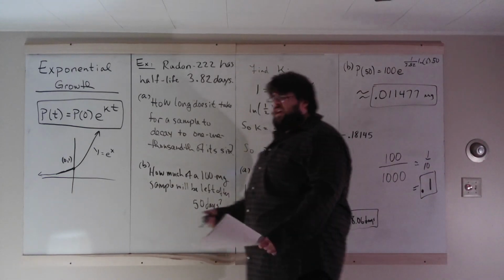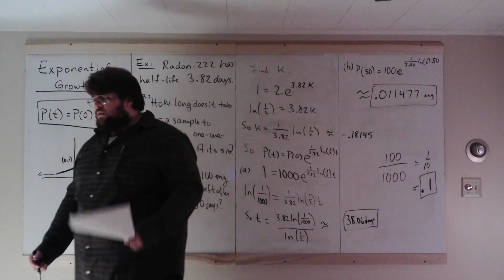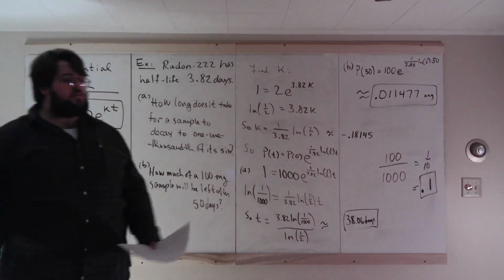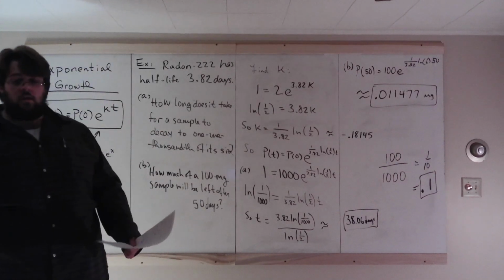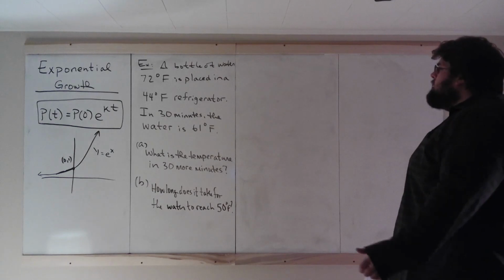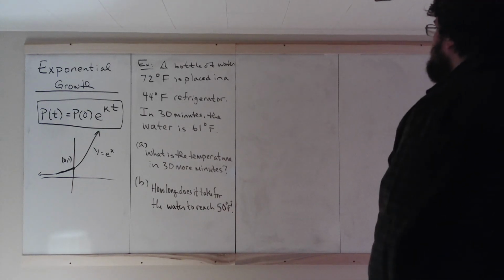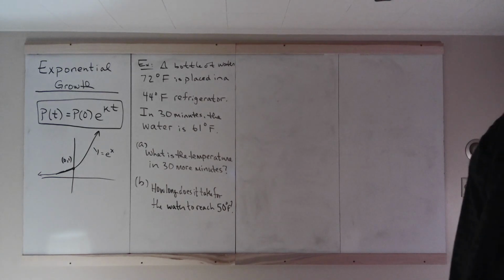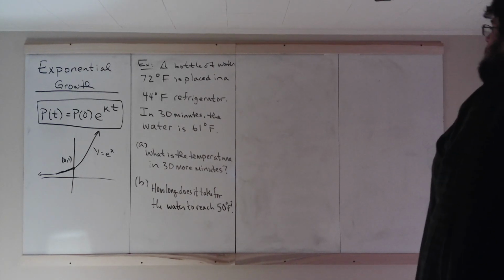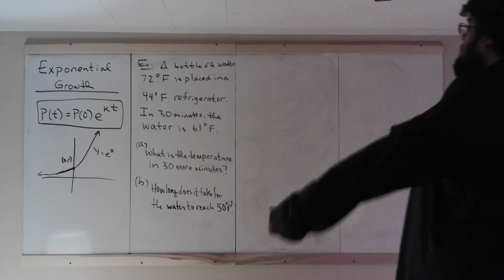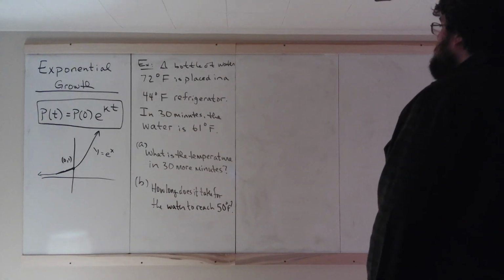So exponential decay could look like this. It could also look like the next example we'll do, which uses Newton's law of cooling. So let's look at this example illustrating Newton's law of cooling. A bottle of water, 72 degrees Fahrenheit, is placed in a 44-degree Fahrenheit refrigerator. In 30 minutes, the water is 61 degrees Fahrenheit.